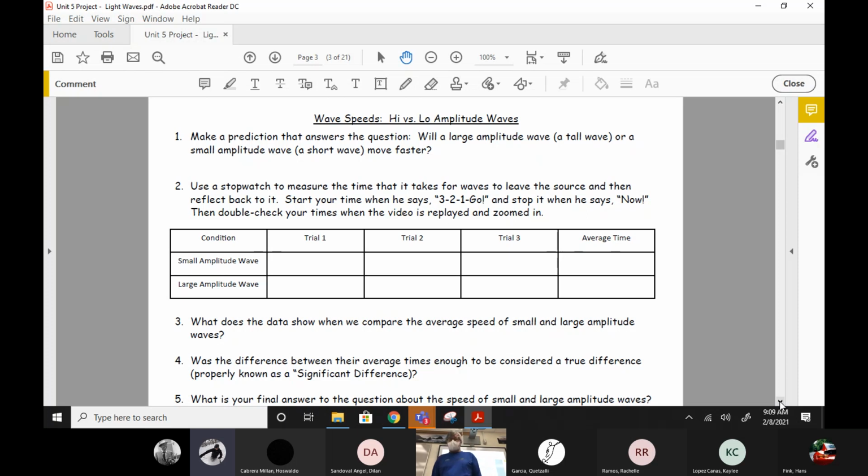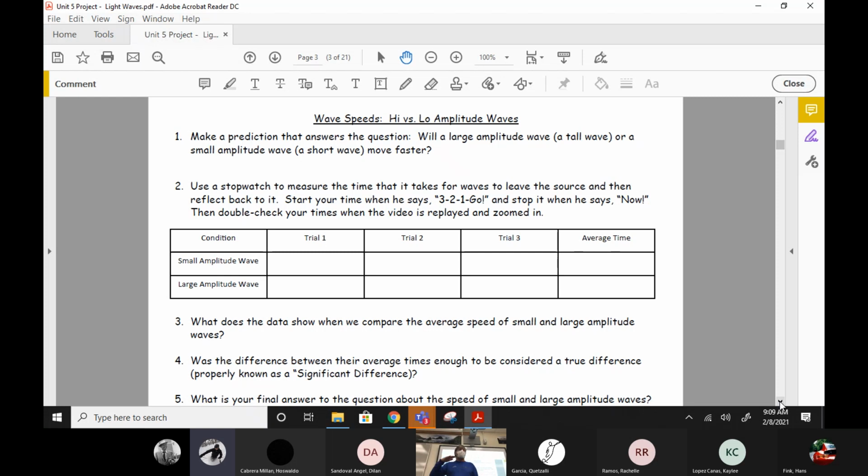And when you're done with that, go down to the next section about wave speeds. We're going to compare the speed of a high amplitude to a low amplitude wave. Remember, amplitude is how tall the wave is, how big the disturbance was. So, for example, when I'm out on my paddleboard, I don't want high amplitude waves.